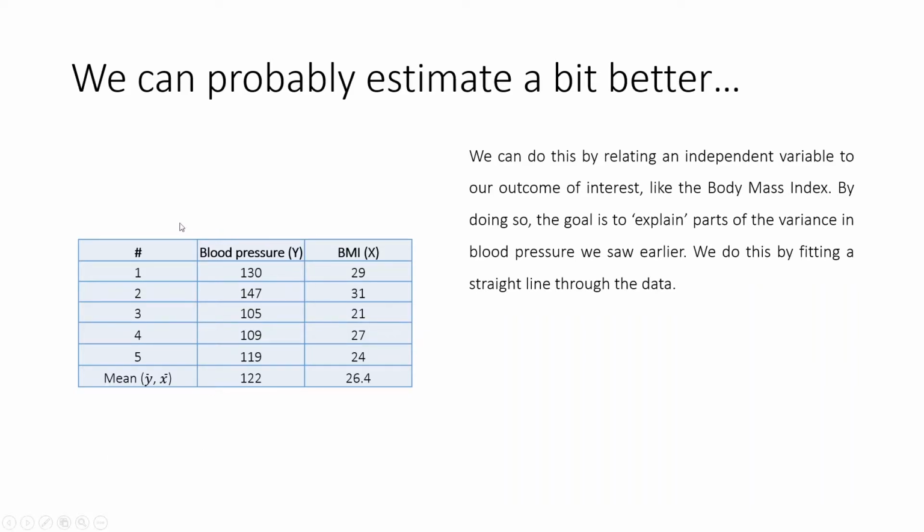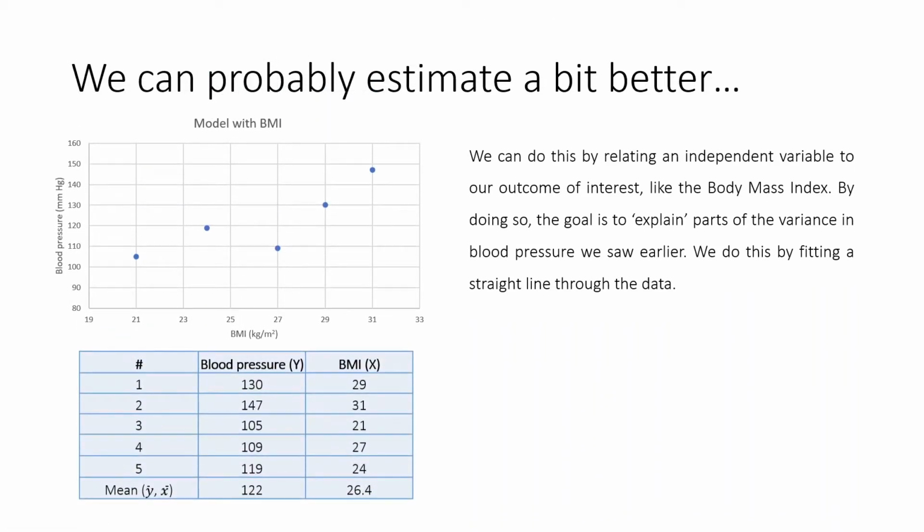So what we see here now, we see our observations for blood pressure. We had already seen those, but I've also added the BMI of each of those observations. So each person has a measured blood pressure, but also has a measured BMI. And of course, we can take the mean of both of those. So the mean of blood pressure is 122. And in this case, the mean of BMI, our independent variable or our X variable, is 26.4.